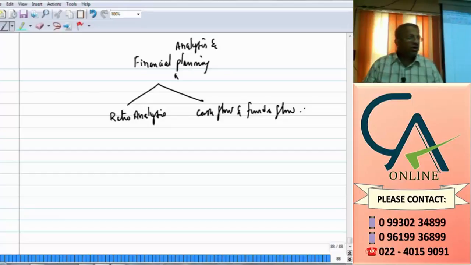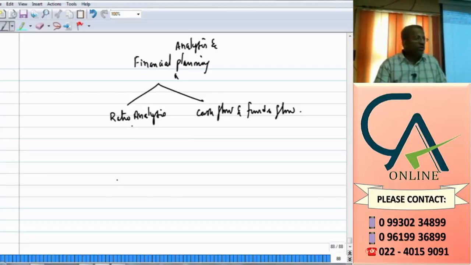As far as the ratio analysis topic is concerned, it has another name: accounting ratios. Therefore, instead of calling it accounting ratio analysis, we have called it financial analysis. And cash flow and fund flow are also required as a budgetary exercise for any entity. Therefore, they have called it financial planning. So the logic behind how they have titled it is that financial analysis and planning will be divided into two: ratio analysis, and cash flow and fund flow analysis.